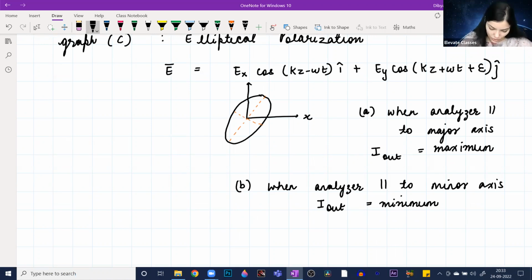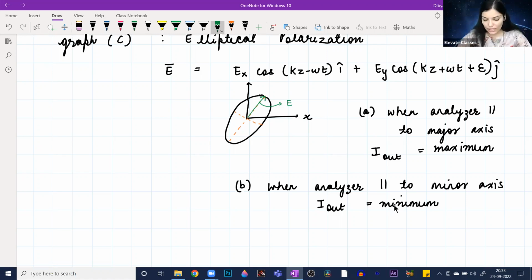Okay. You can also think of it in this way. When your electric field is pointed like this, okay, this is your E field. So when your electric field is pointed parallel to the major axis and the pass axis of the analyzer is also parallel to the major axis, this electric field will simply pass.